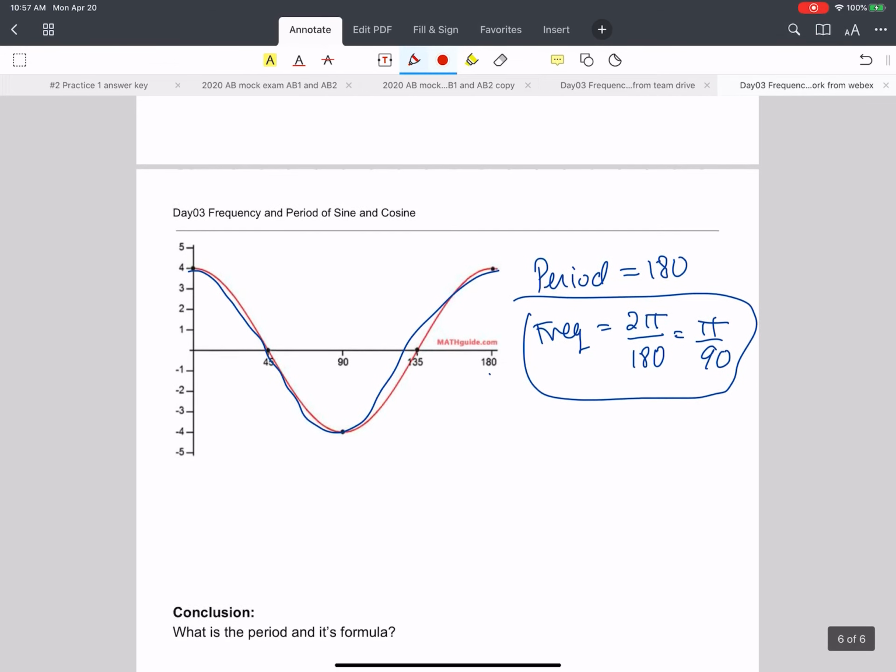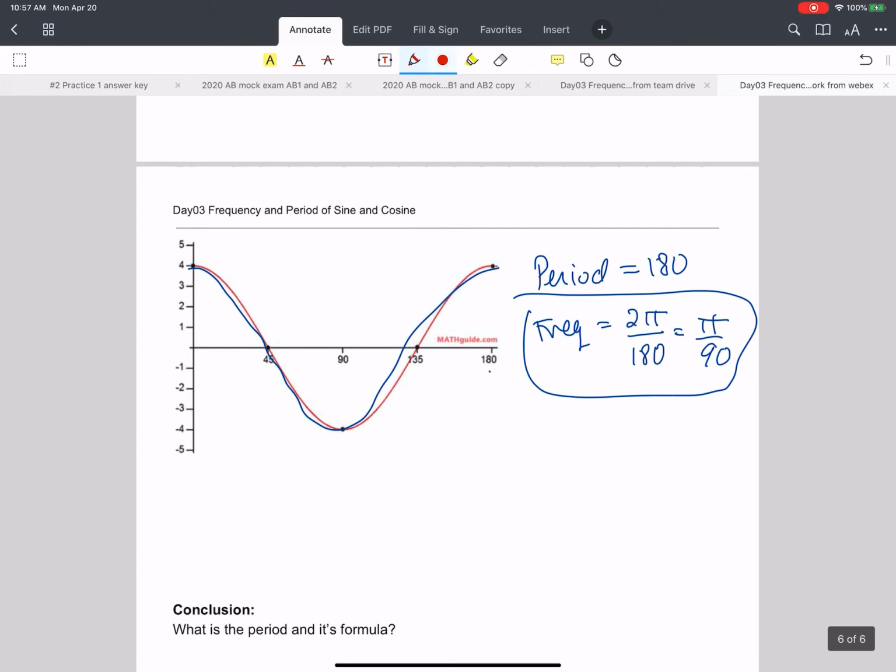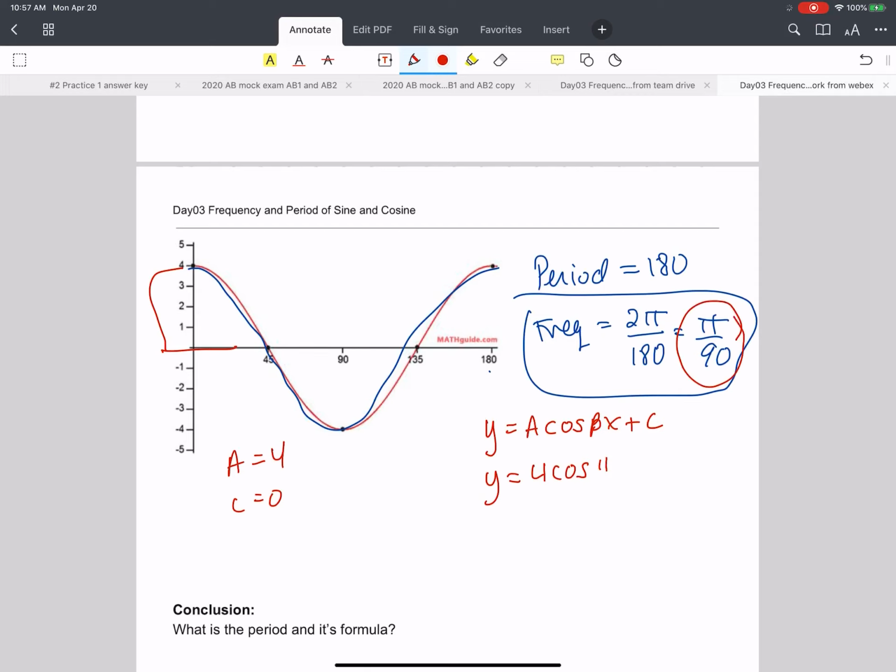And the last one. This one's a cosine. So y equals a cosine bx plus c. My amp from the center is 4. My center is 0. So this is 4 cosine, I have my frequency, plus 0. I don't need that.